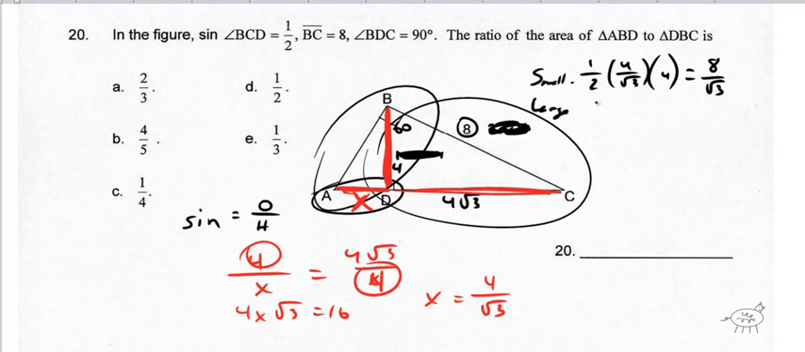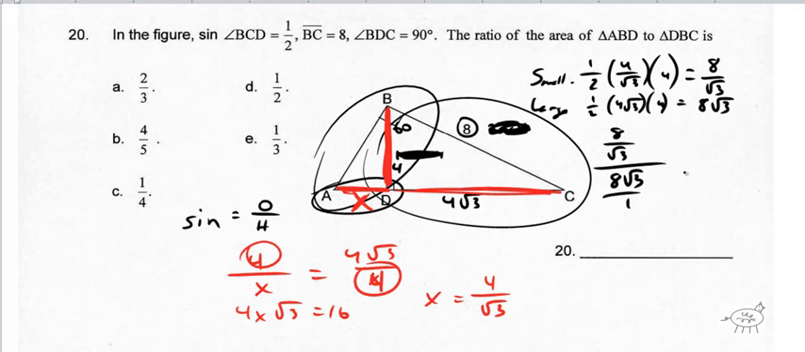And the large is 1/2 base times height, which is going to be 8 root 3. Okay, so it's going to be 8 over root 3 divided by 8 root 3. That's your ratio. Let's flip that over again, so this is going to be times 1 over 8 root 3. The 8's cancel, and we get 1 over root 3 times root 3, so 1 over 3. Whew, that's your ratio, and the answer is E.